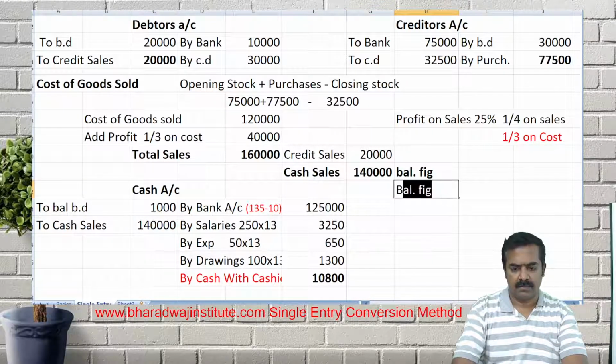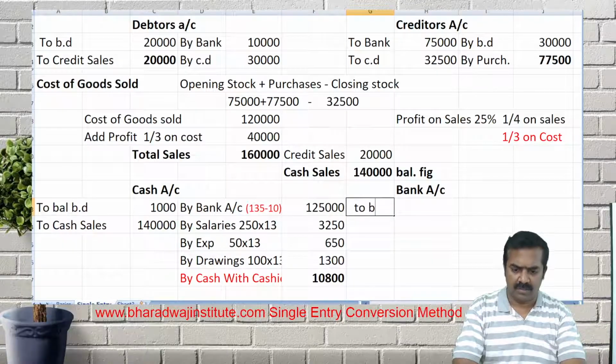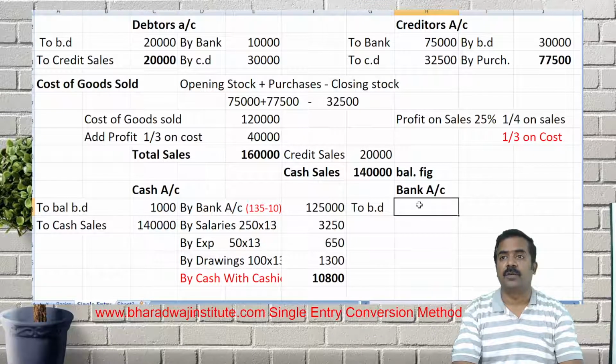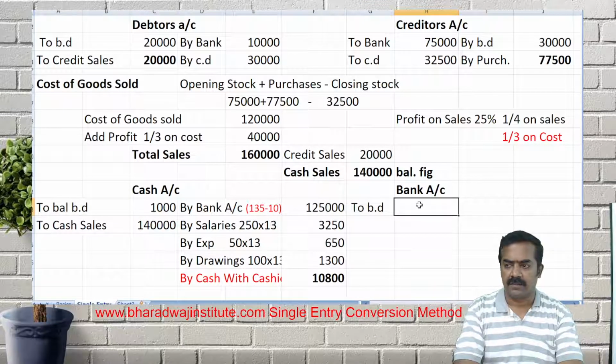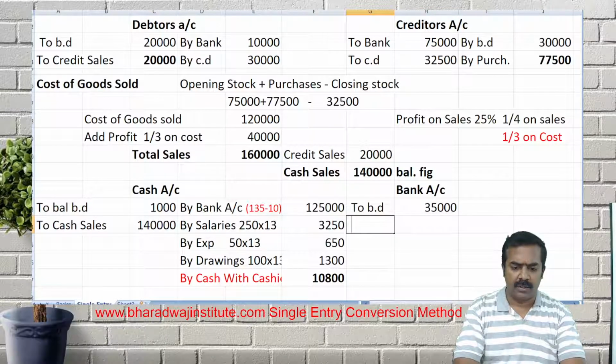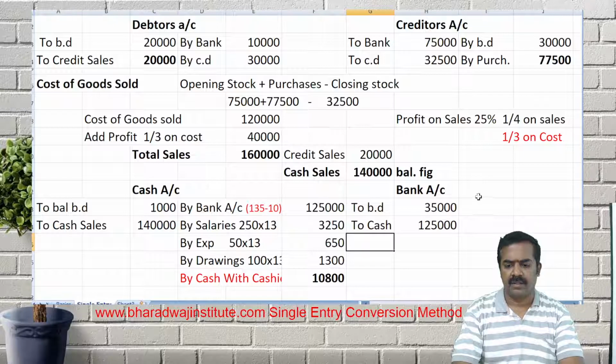If you consider this as a loss, what is left in P&L? Cash lost. Let us open the bank account. To balance brought down, the opening balance from the balance sheet. What is the opening balance? 35,000. Then to cash, how much cash have we deposited in the bank? 1,25,000.